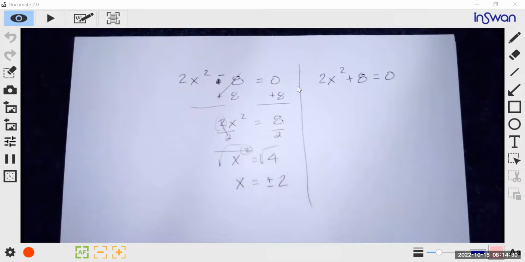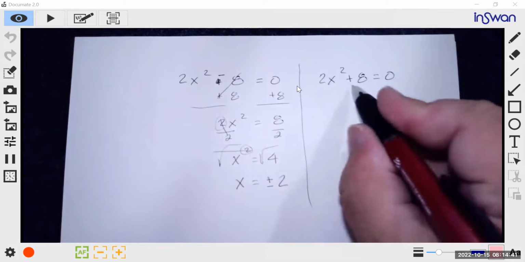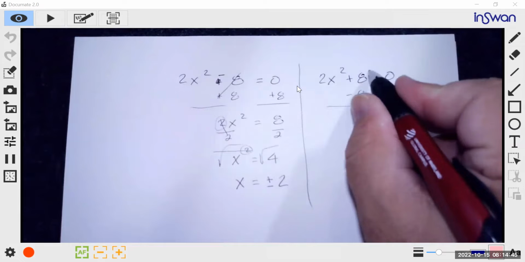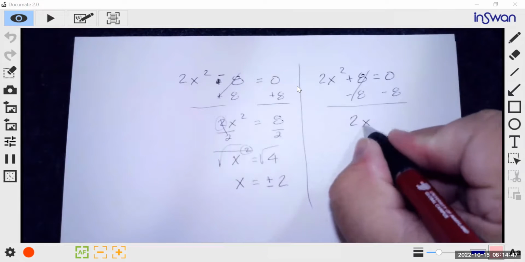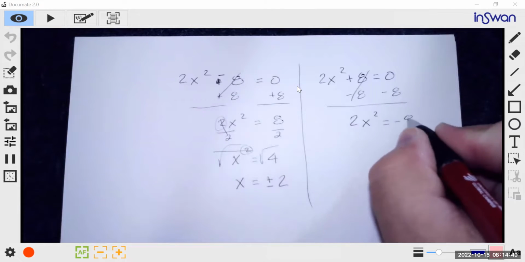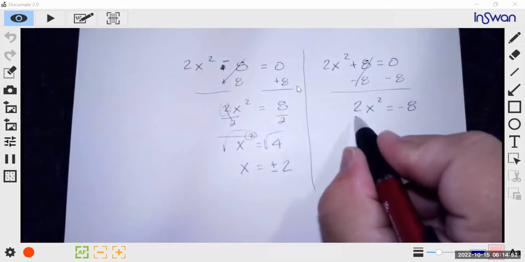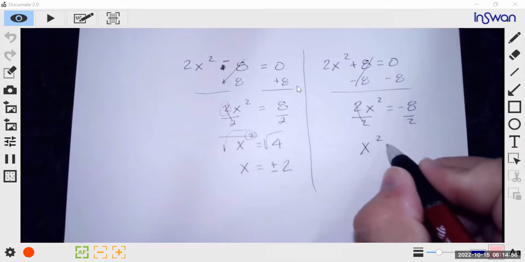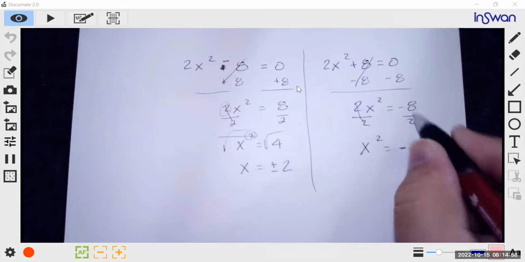Let's see the way I had it originally written. Okay, so we have to get rid of the 8, so we subtract 8 from both sides. 2x squared equals negative 8. Divide by 2. X squared equals negative 4, since 8 divided by 2 is 4.